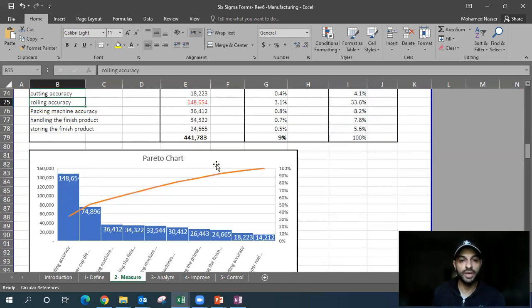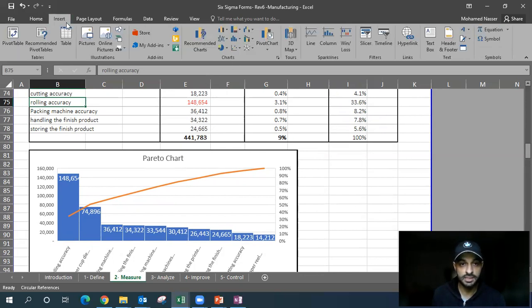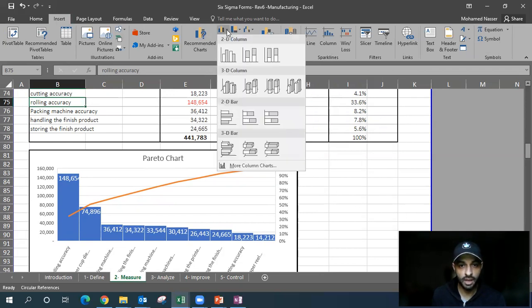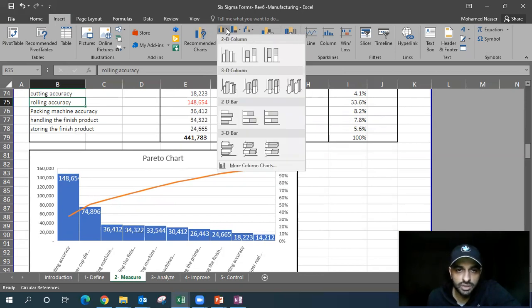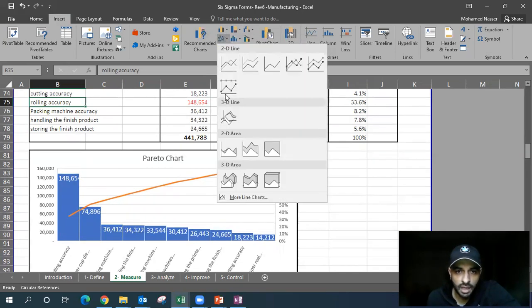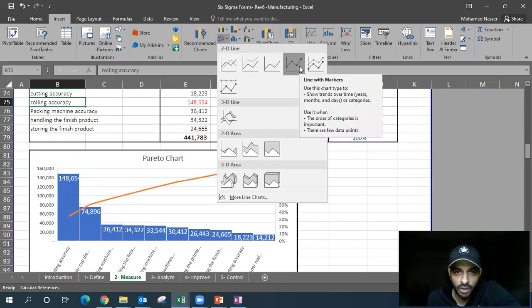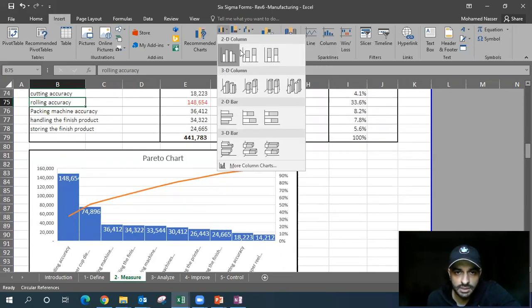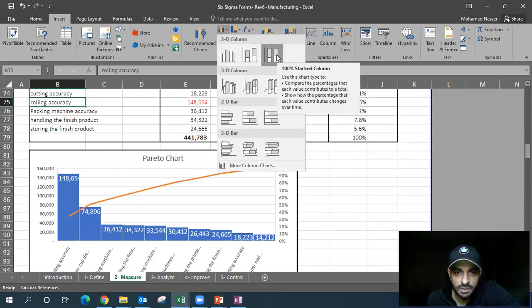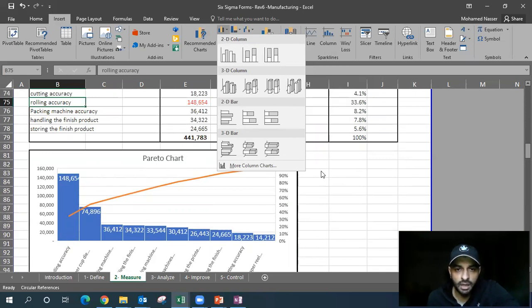And by the way, to create a Pareto, you just select the data, then go to insert chart. You select this bar, and you will find Pareto. Where is it? Somewhere here. I think it's here. Okay, you can find it here.